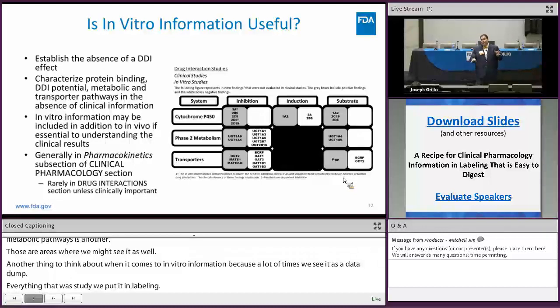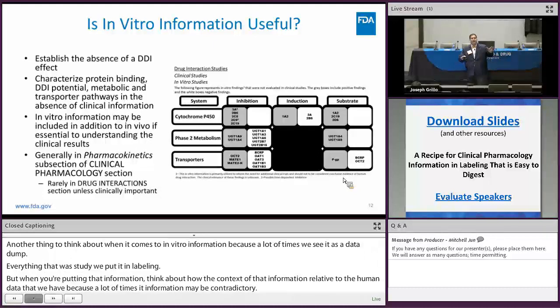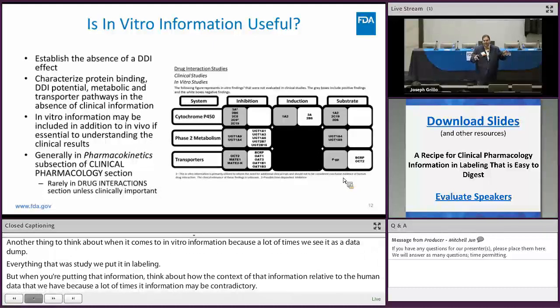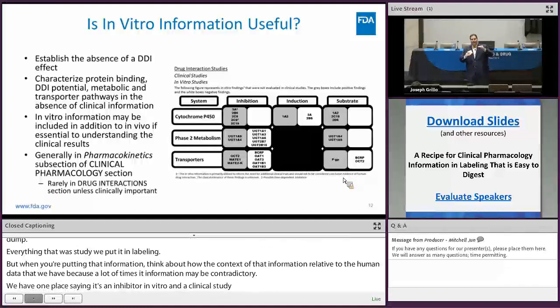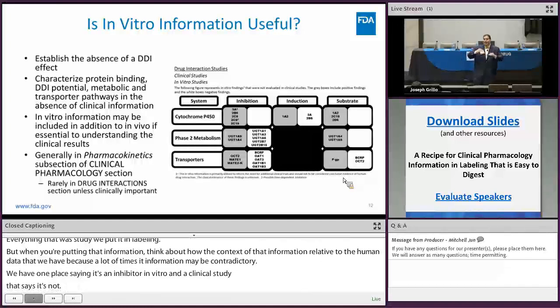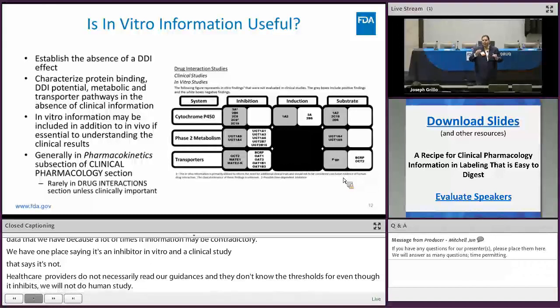We have in one place it's saying it's an inhibitor in vitro, but then we have a clinical study that says it's not. So again, you're the healthcare provider reading this. What am I supposed to do? Healthcare providers don't necessarily read our guidances, so they don't know the thresholds for, even though it inhibits, we're not going to do a human study. So when we put in the in vitro information that it's an inhibitor, but then we don't do a human study, well, what does that mean to someone who doesn't know why we didn't do that study?